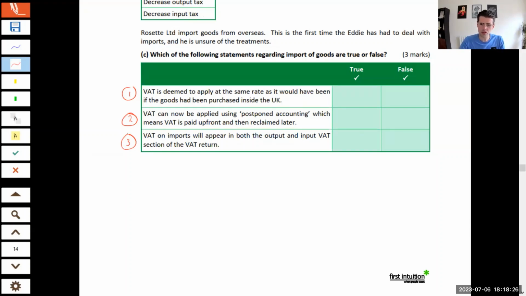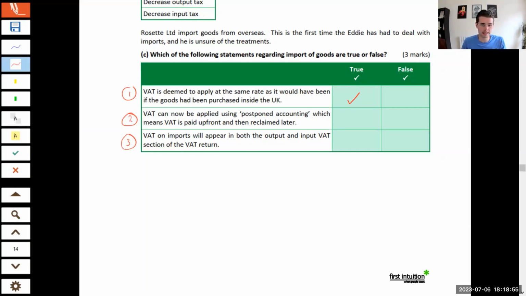Okay, so number one, VAT is deemed to apply at the same rate as it would have been if goods had been purchased in the UK. Now, as I can see people are putting in the chat box, which is great to see, that is true. Again, if you're an FI student, you will have seen this. It's around page 62, 63. I know it's around there somewhere.